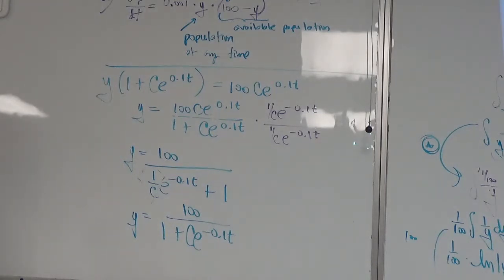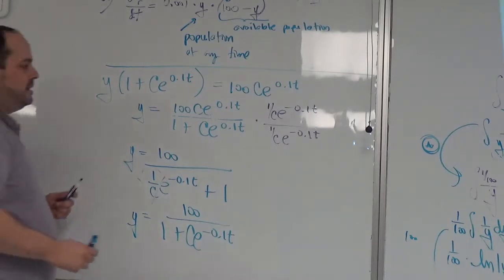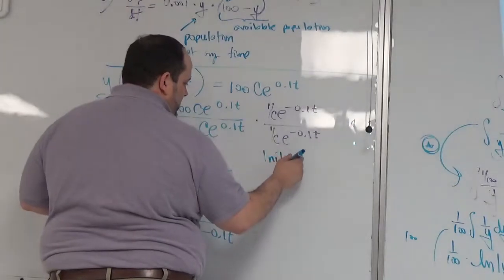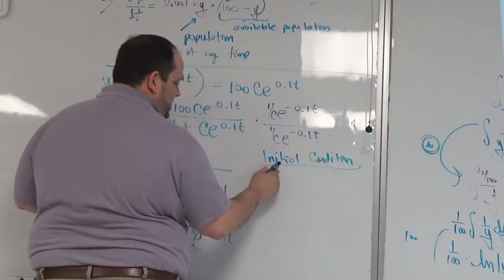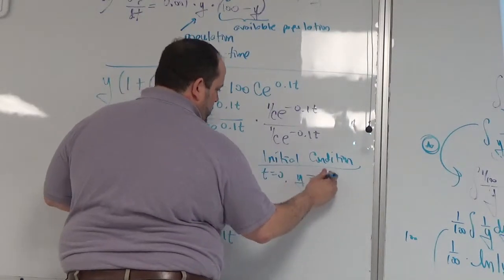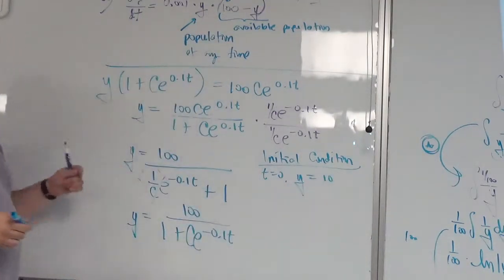Almost done. Solve for c. If we have an initial condition, we can solve for c. Do we have an initial condition? So t equals 0, y equals 10. The initial condition says that if t is equal to 0, then y is equal to 10. So plug in the stuff that you know.